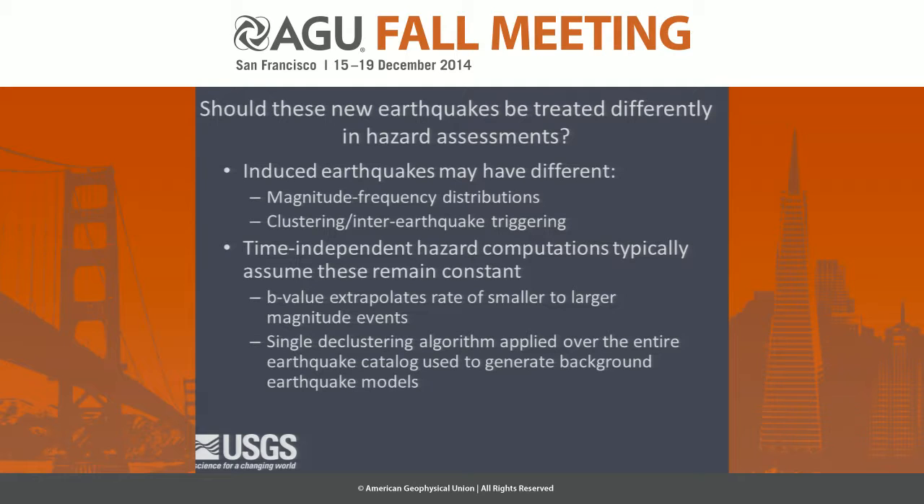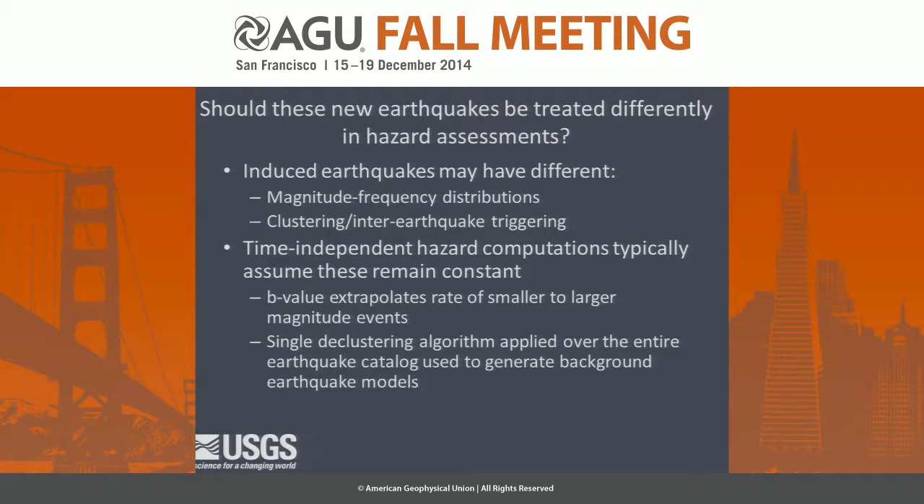So given that we have all these new earthquakes occurring and that they're potentially induced, should they be treated in some way differently than natural tectonic earthquakes in our hazard assessments? There have been a lot of previous studies to suggest that induced earthquakes might have different characteristics, for example, different magnitude frequency distributions than natural earthquakes. A paper by Bachmann and others observed that earthquakes that occurred during times of injection had higher b values. Another way they might be different is that they might have different clustering characteristics.